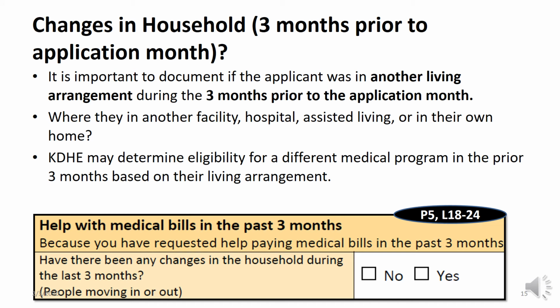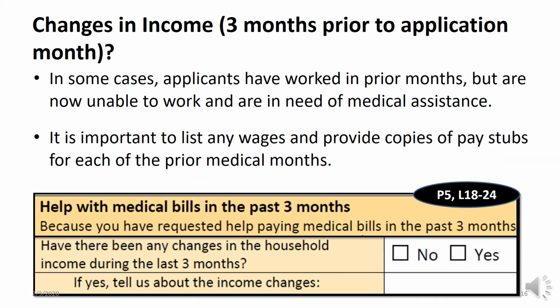Were there changes in the household in the past 3 months? And we're talking about the 3 months prior to the application month. It's important to document if the applicant was in another living arrangement during the 3 months prior to the application month. Were they in another facility, a hospital, assisted living, in their own home? KDHE may determine eligibility for a different medical program in the prior 3 months based on their living arrangement.